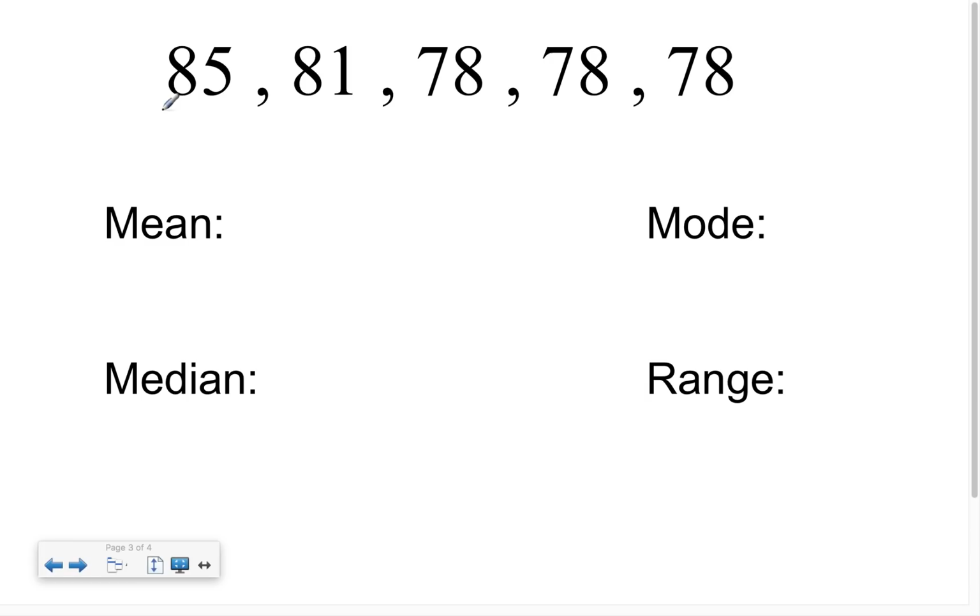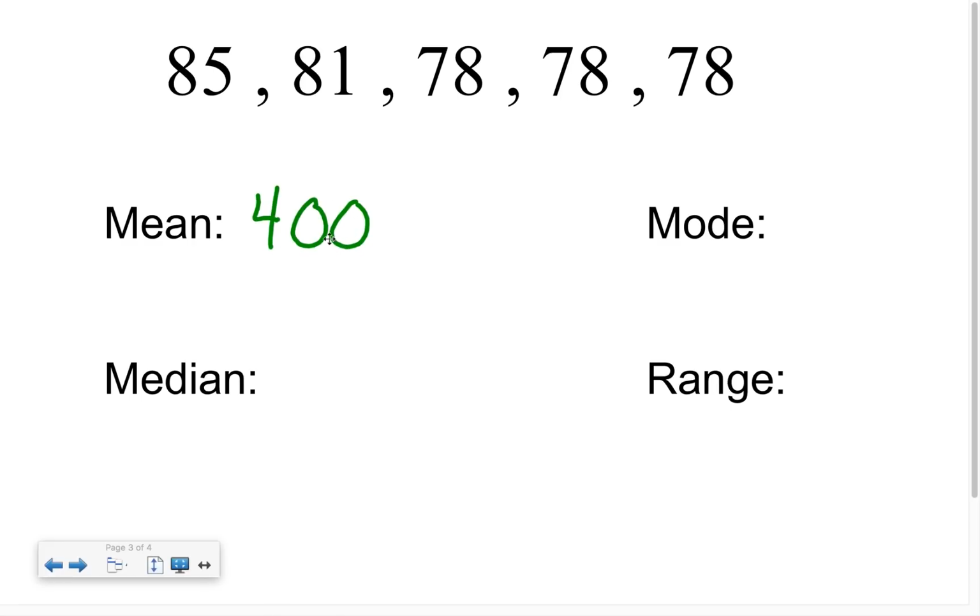If this is our data, it could be test scores, it could be anything really, bowling scores, we have 85, 81, 78, 78, and 78. Let's look at finding the mean first. So finding the mean, we said we have to add up all the values. If you take 85, 81, 78, 78, 78, and add those together, it's going to give us a total sum of 400.